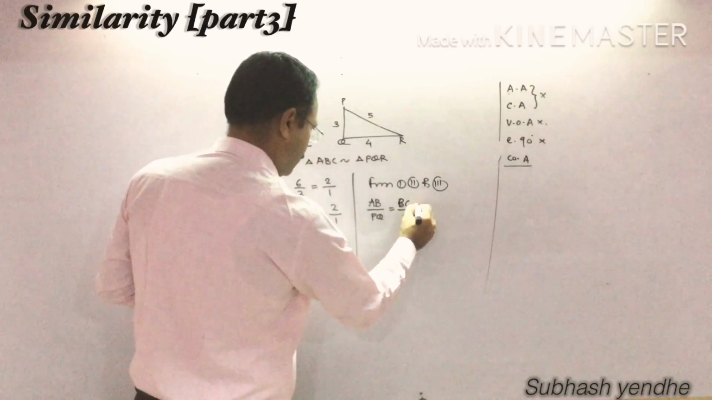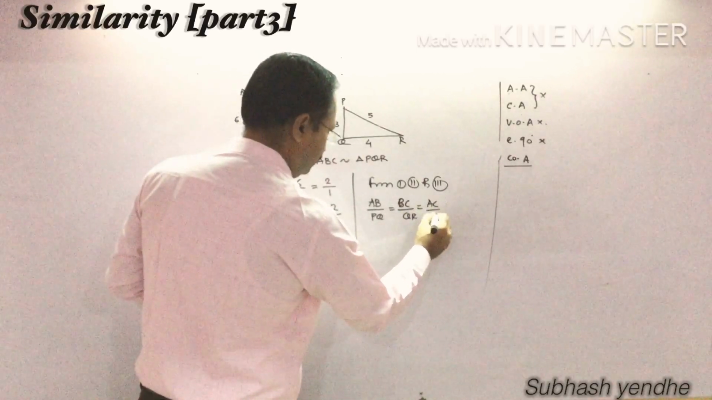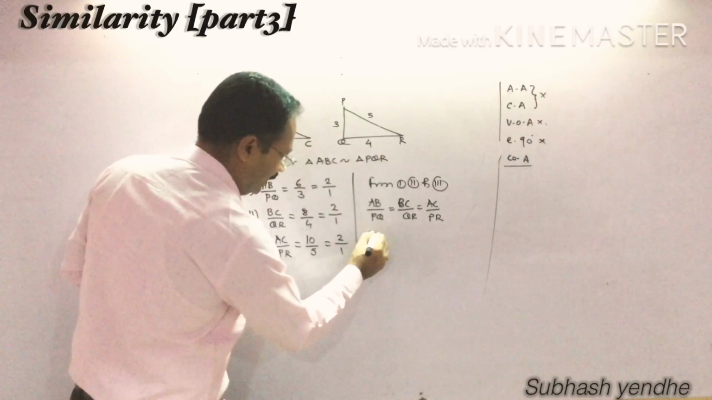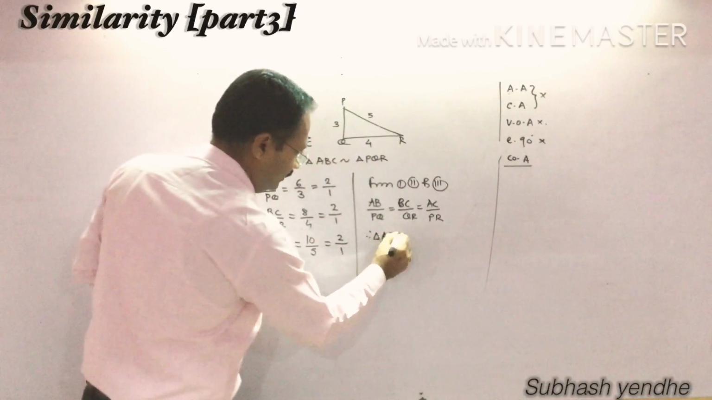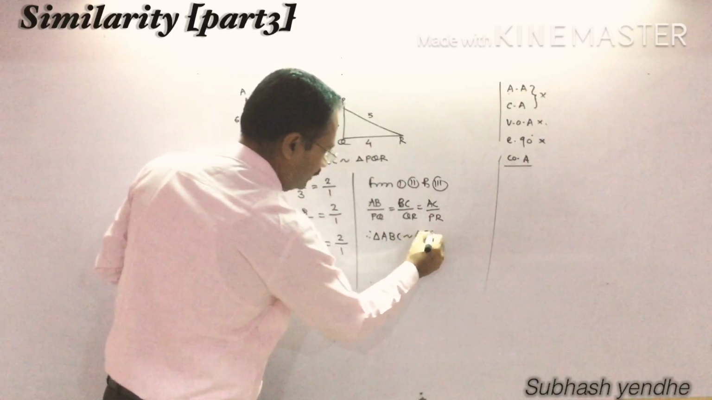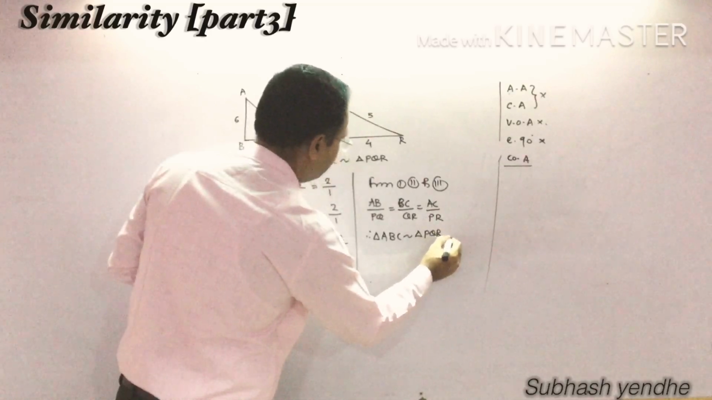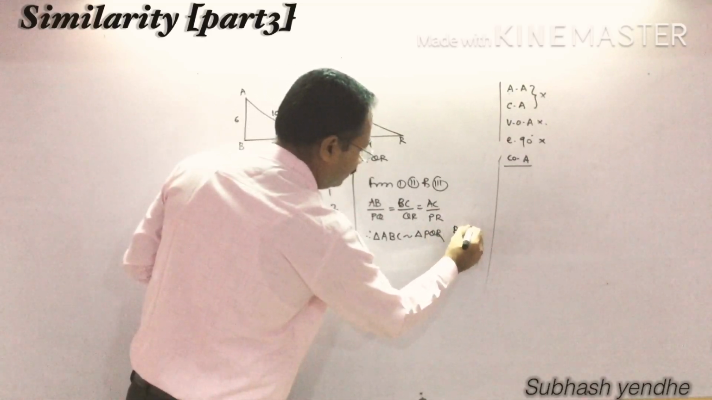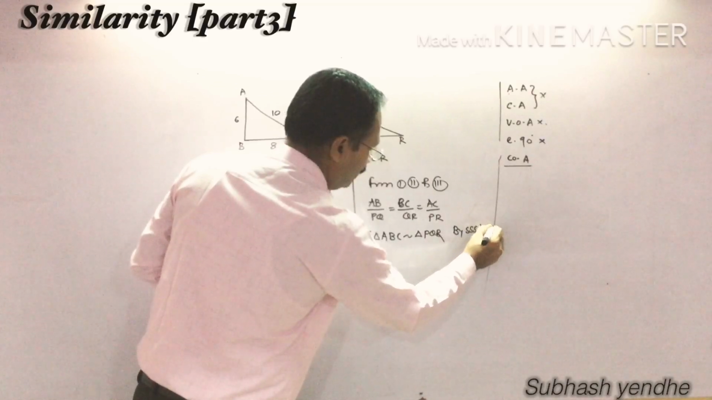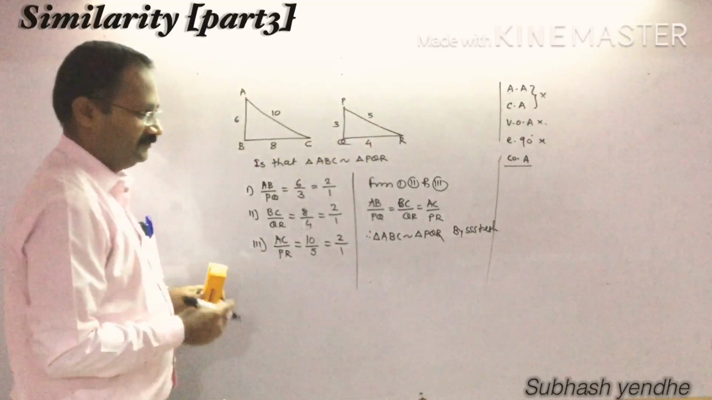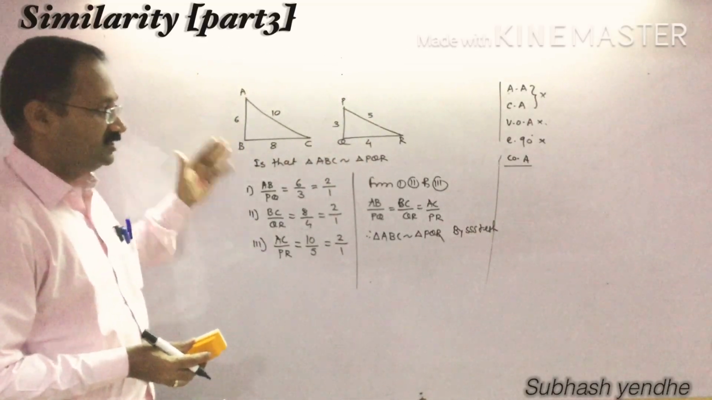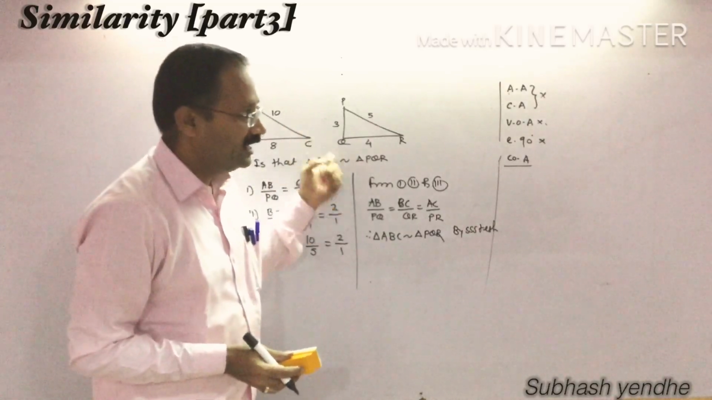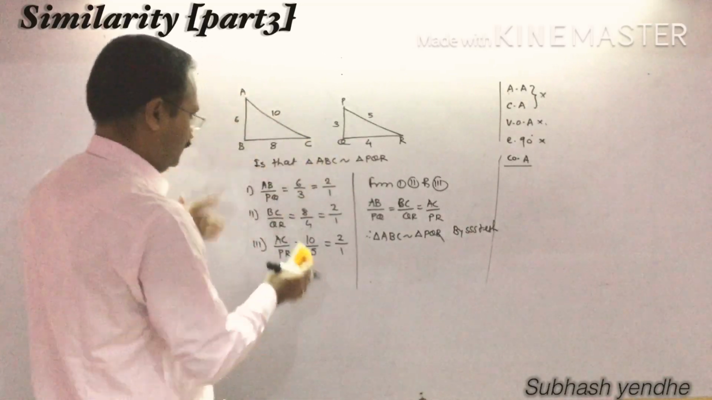AB upon PQ equal to BC upon QR equal to AC upon PR. And therefore we can say that triangle ABC is similar to triangle PQR by SSS test of similarity. This is the second sum which is related to SSS test.